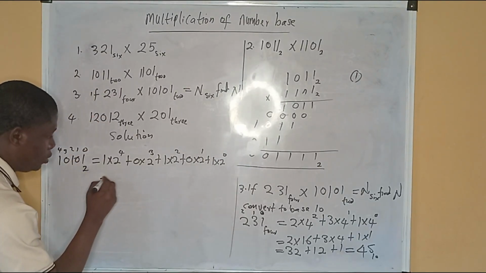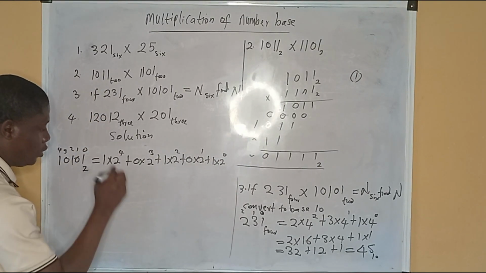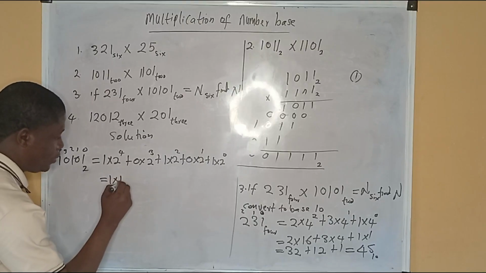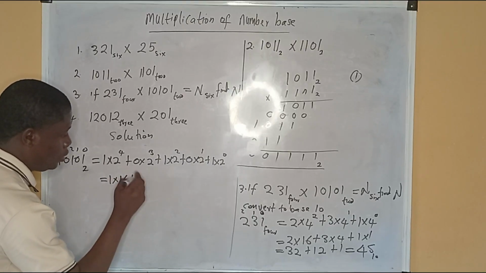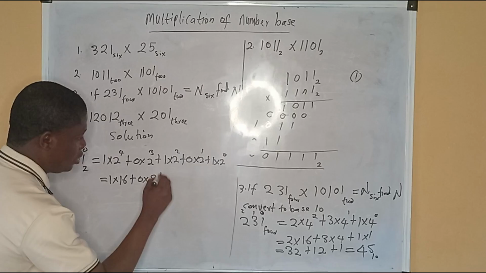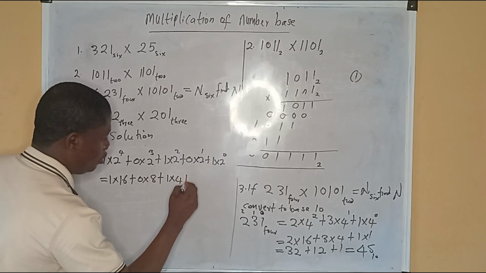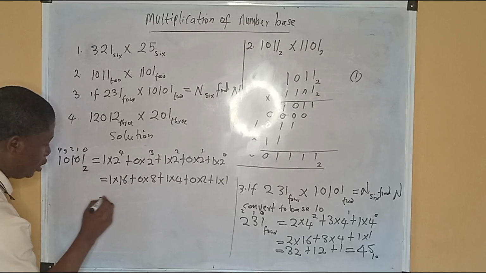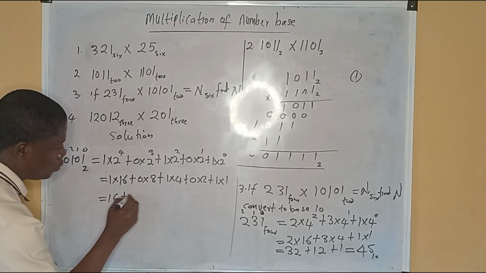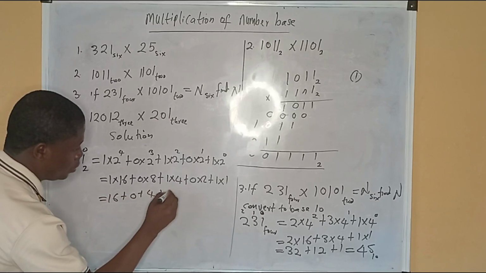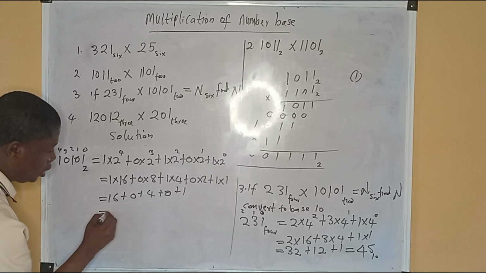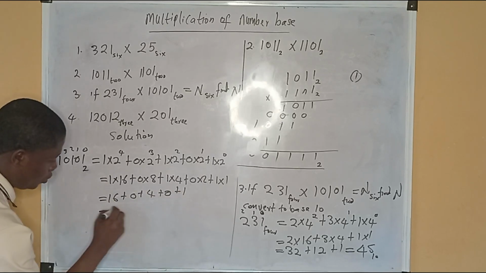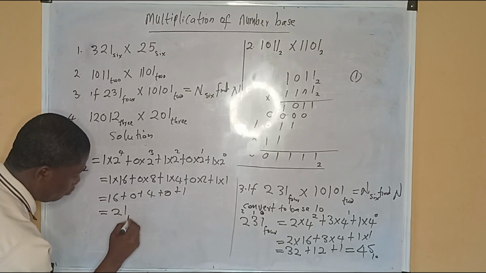That will give us 1 times 16, since 2 raised to the power of 4 is 16, plus 0 times 8, plus 1 times 4, plus 0 times 2, plus 1 times 1. That gives us 16 plus 0 plus 4 plus 0 plus 1, and this plus this will give us 21 in base 10.